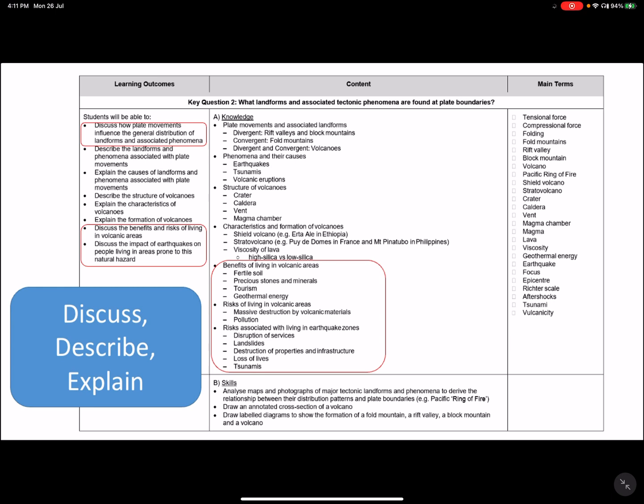This is something that you should have encountered at least once, either in a gateway assignment, in a topical question, or in discussion in class with your teachers. Next is the impact of earthquakes on people living in areas prone to natural hazards. Is it positive? Is it negative? Do the risks outweigh the benefits? Do the benefits outweigh the risks? This is the common area that they like to test.